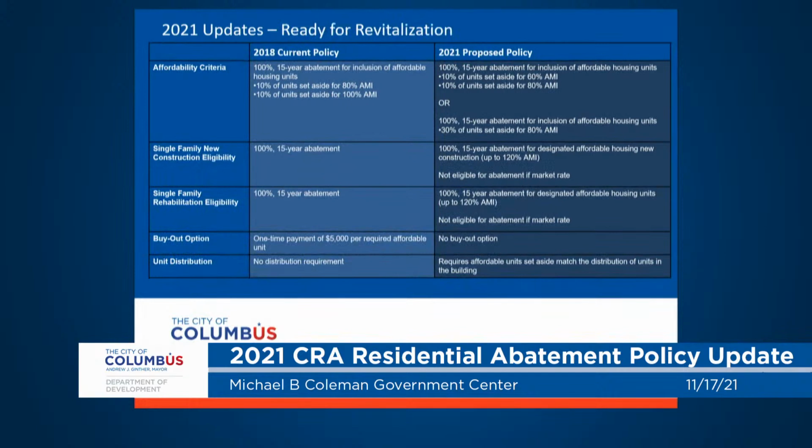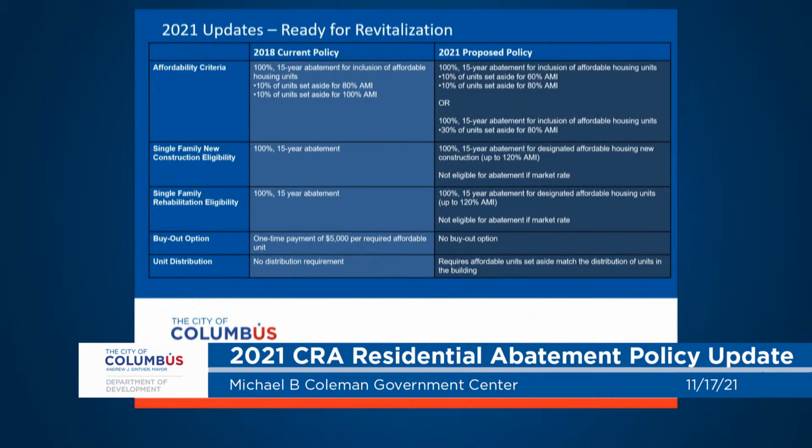We roll into the Ready for Revitalization area, and again, you'll see the 2018 policy we have today is 10% of units at 80% and 10% at 100% AMI. Looking towards 2021, again, you have that option. You can either go deeper or wider, capturing the 60% AMI or additional units by requiring 30% of the units at 80%. Again, we've adjusted the single-family new construction and rehabilitation.